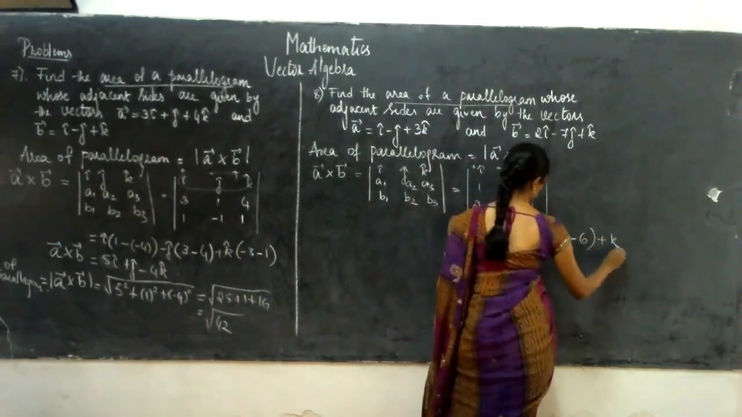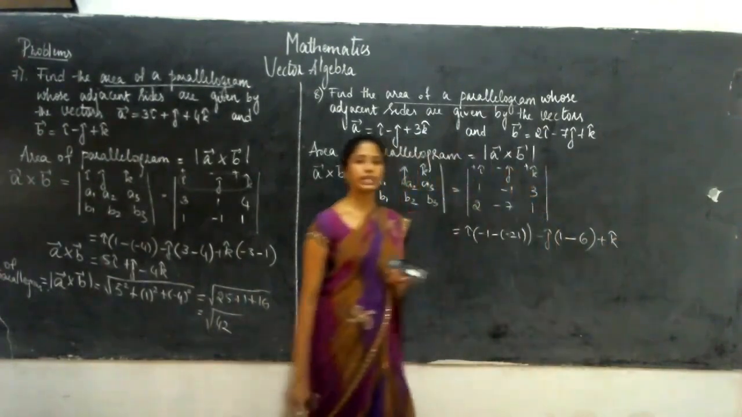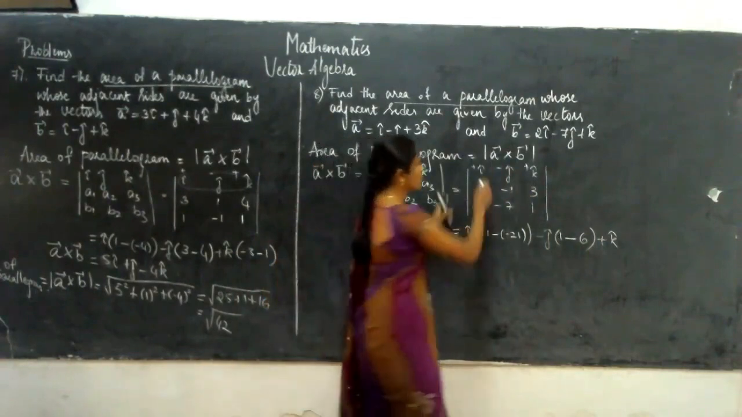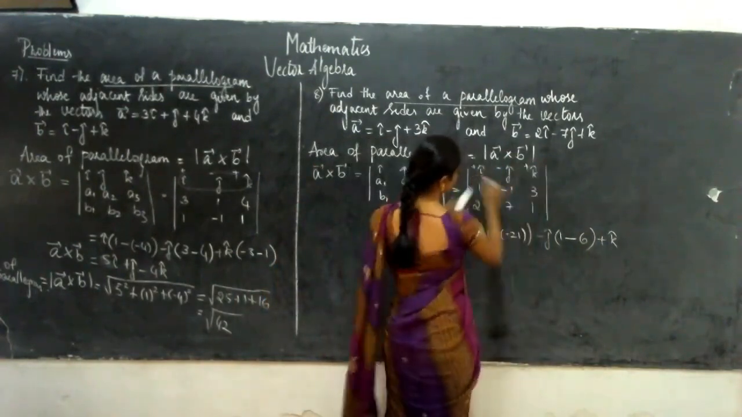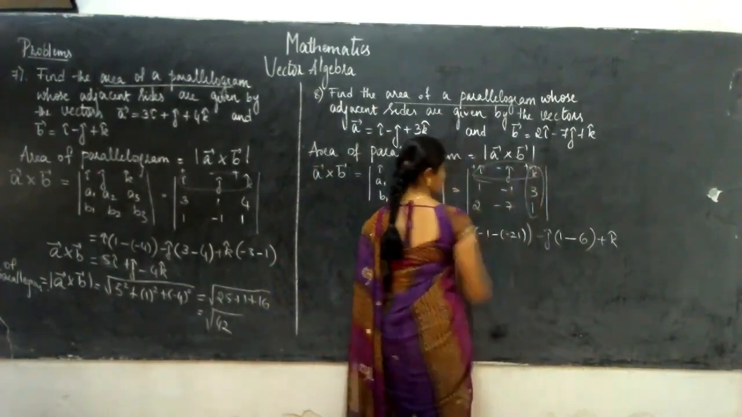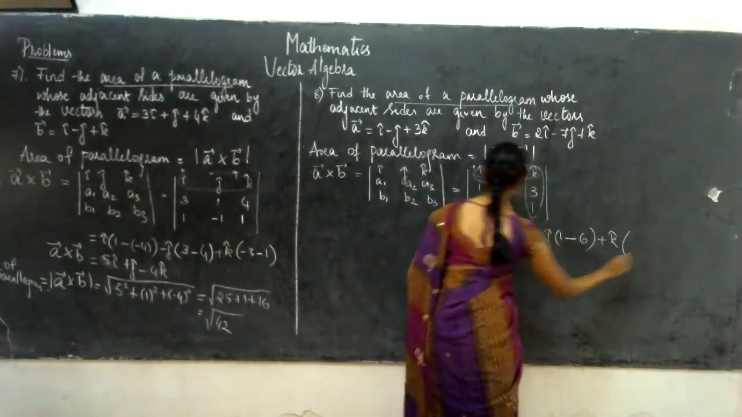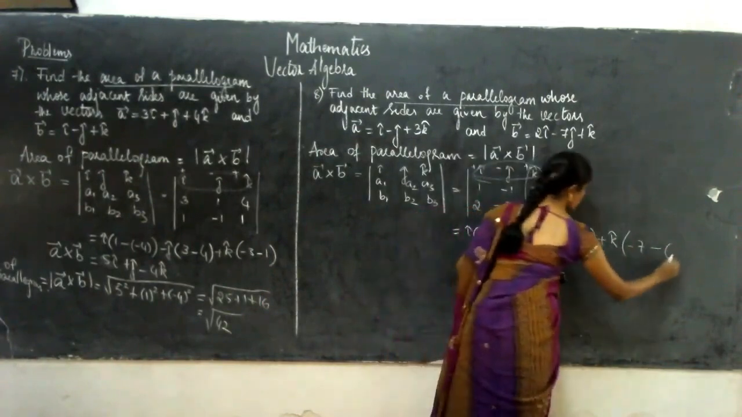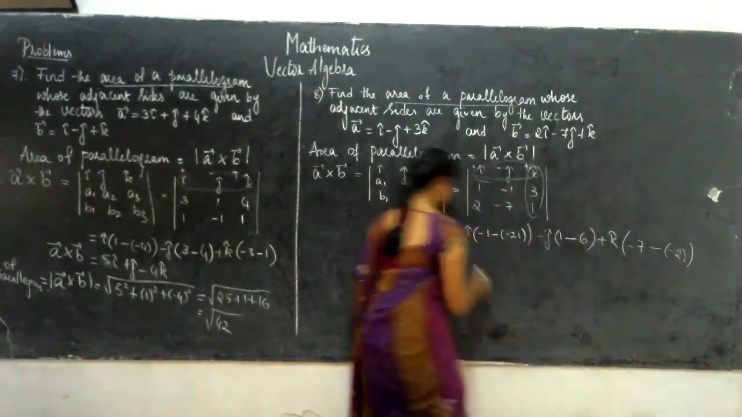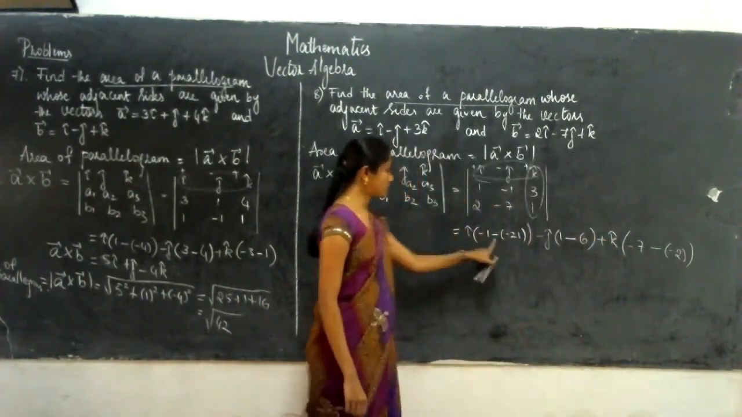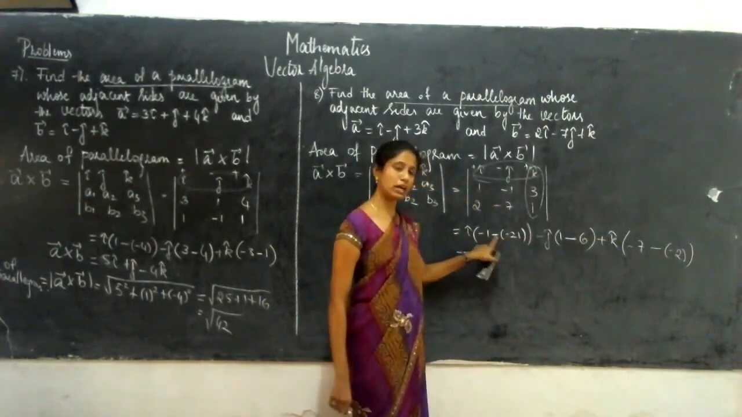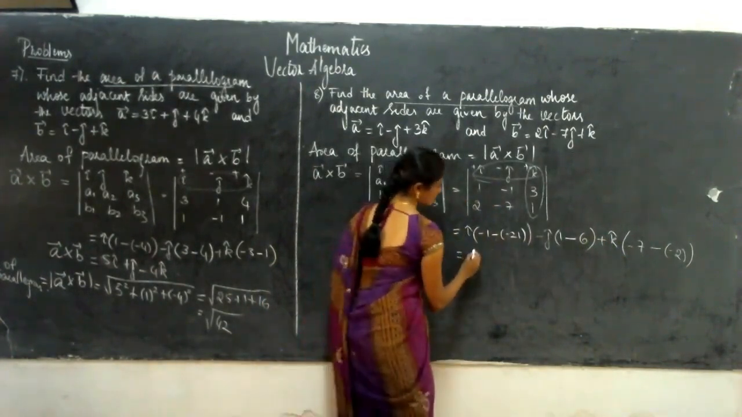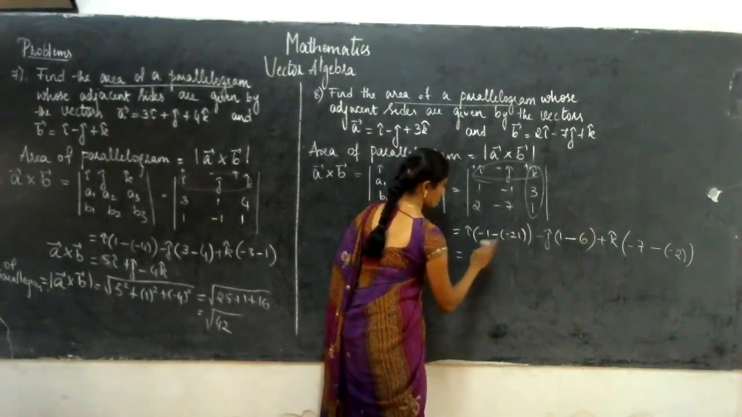Next, plus K cap. Here you need to neglect the first row and the third column. So neglecting the first row and the third column, you have 1 into minus 7, it is minus 7, minus 2 into minus 1, it is minus 2. So this is equal to minus and minus, plus. So plus 21, minus 1.